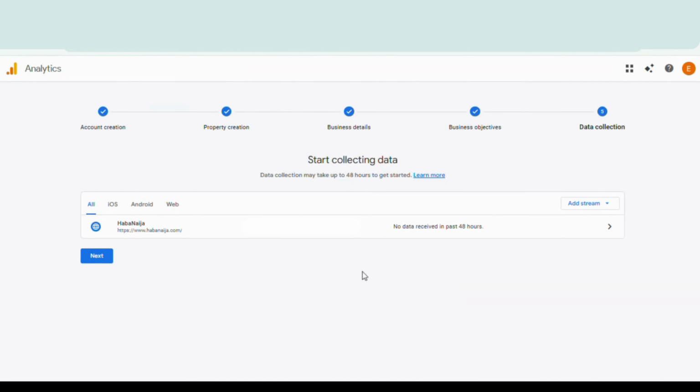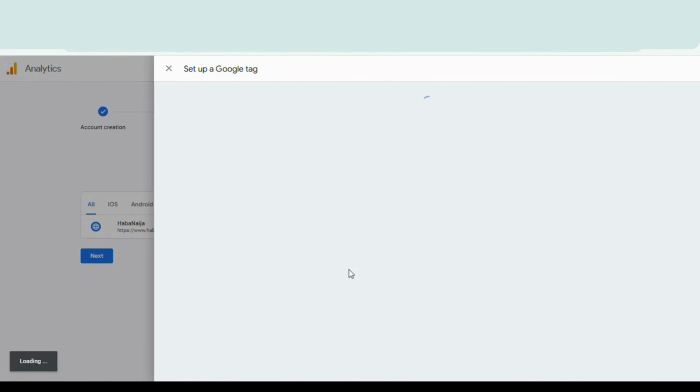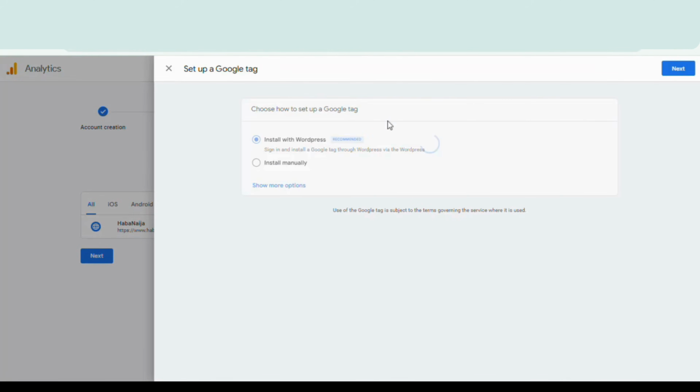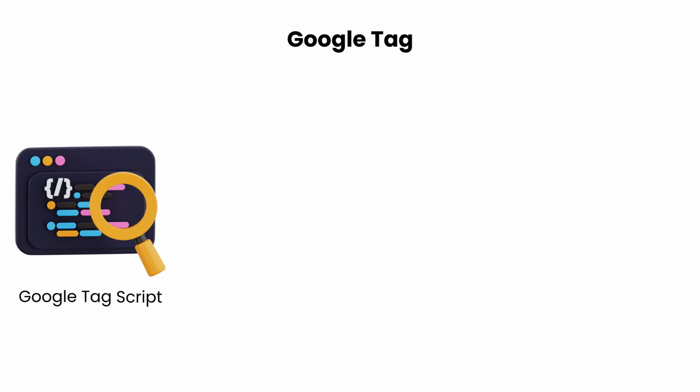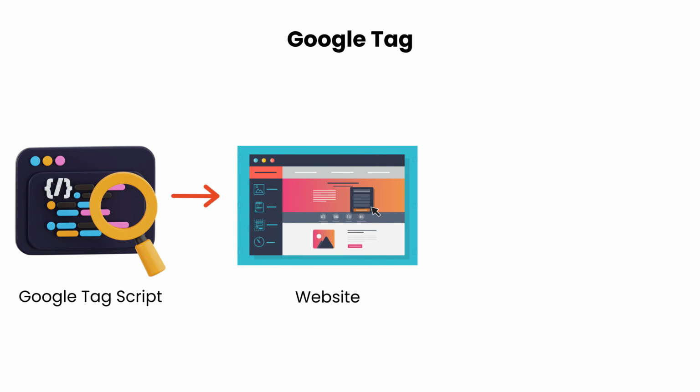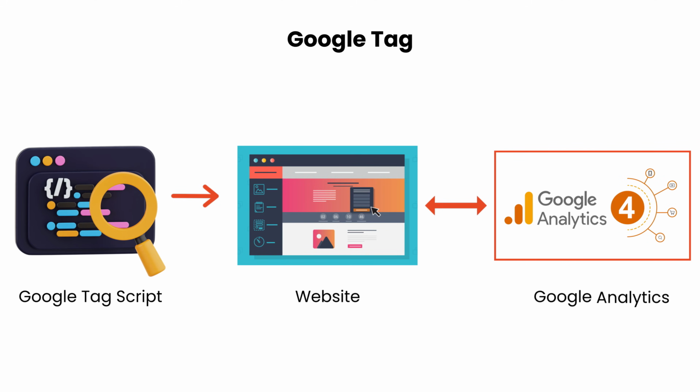Now, Google Analytics would ask us to set up the Google tag. So what is a Google tag? A Google tag is a small piece of code that you place on your website. It connects your website to Google Analytics so that Google can track your website, visitors, their behavior, and other important data. Without the tag, Google Analytics would not be able to collect any data from your site.